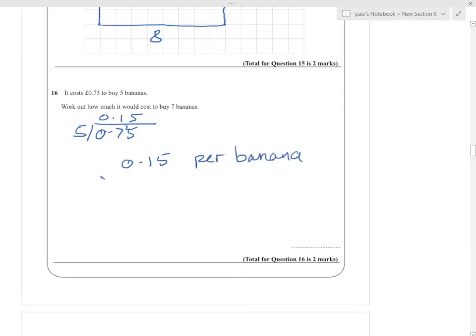And we're going to buy 7. So let's multiply that by 7. So 7 5s are 35. And 1 7 is 7. And plus the 3 is 10. So your answer is £1 and 5p.